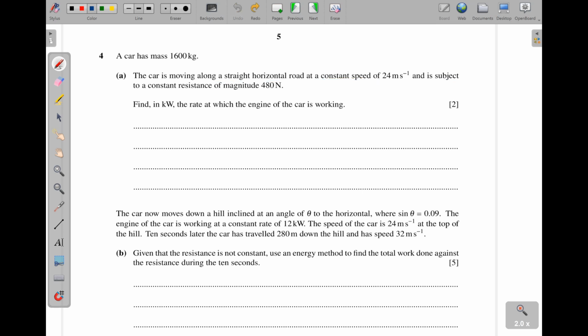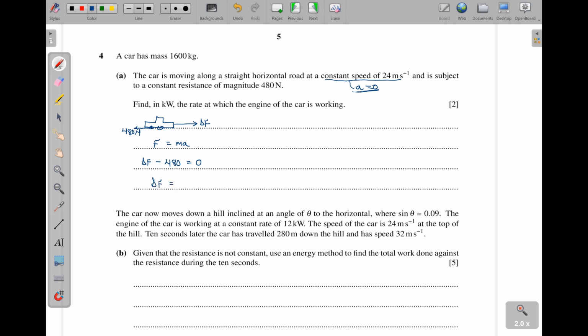Now, they have talked about constant speed, meaning acceleration is equal to 0. Keep that. Now, this is the car, moving forward. It has the driving force and also the resistance to motion, 480 newtons. Using F equals ma, the driving force minus the resistance force will be equal to 0 because acceleration is 0.